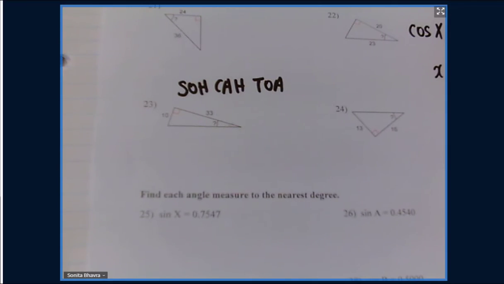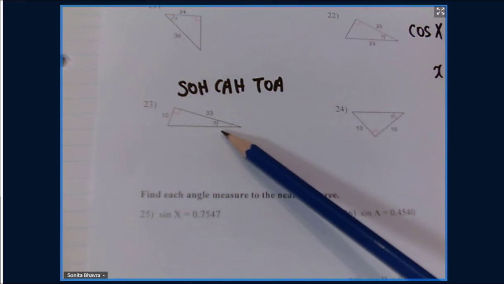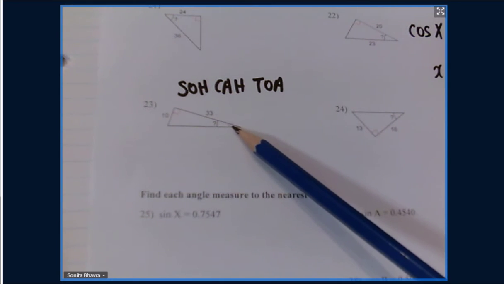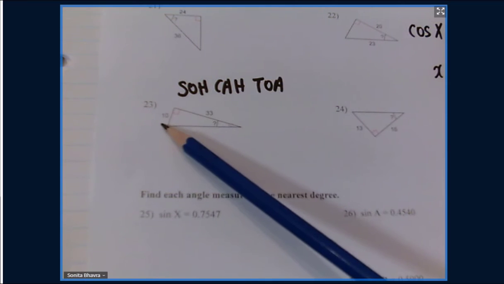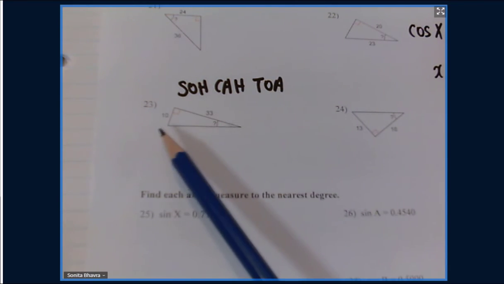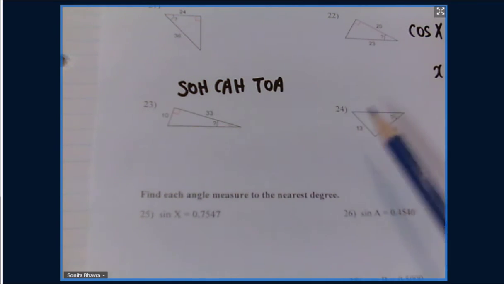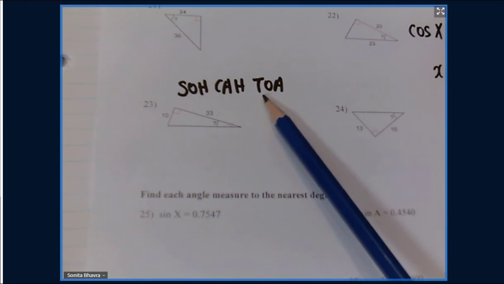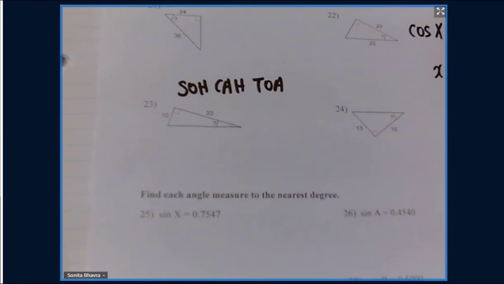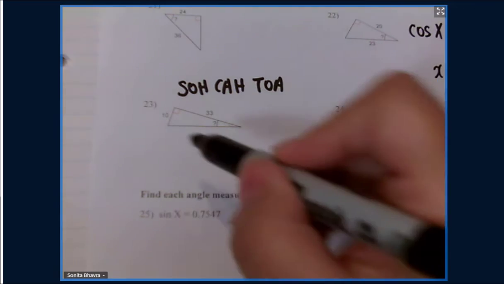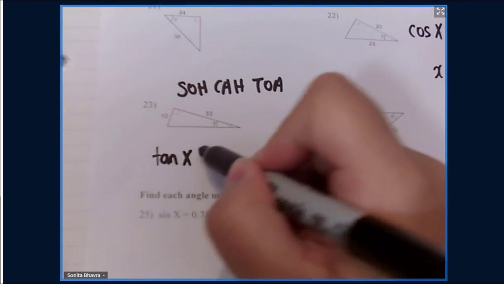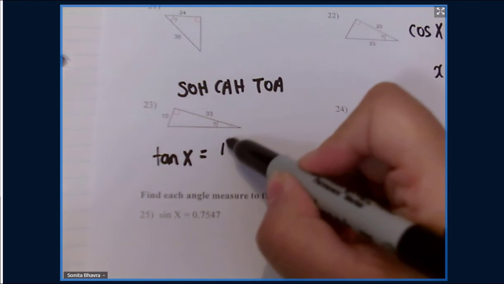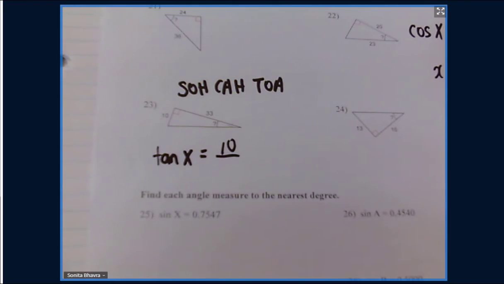All right, so question 23 is the one we're doing next. We have a missing angle here, and we have our opposite and our adjacent. This line here is our hypotenuse, which we don't have. So using our opposite and adjacent, we have to use our tan ratio. Setting this up, tan x is equal to opposite, which is 10, over adjacent, which is 33. So tan of x is equal to 10 over 33.